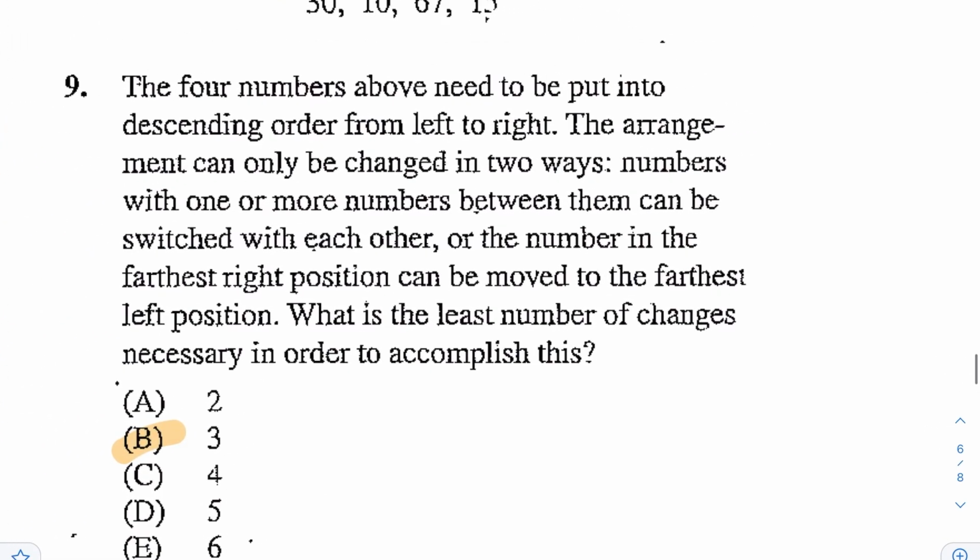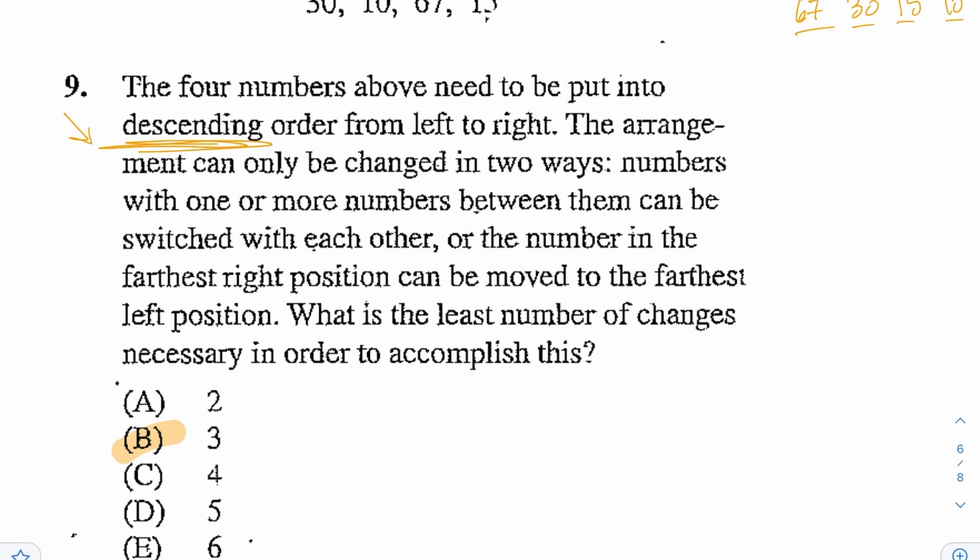All right, next for number 9, the 4 numbers above need to be put into descending order from left to right. The arrangement can only be changed in 2 ways. Numbers with 1 or more numbers between them can be switched with each other, or the number in the furthest right position can be moved to the furthest left position. What is the least number of changes necessary in order to complete this? So you want to move these numbers to descending order, which means it's going down. So you'll have 67, then 30, then 15, then 10. So that's the end product.